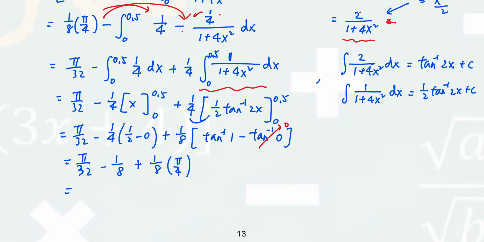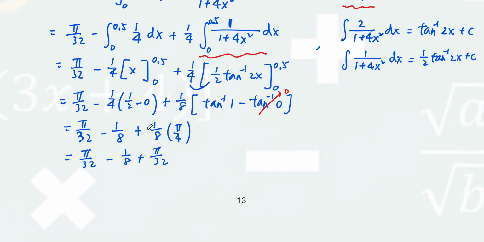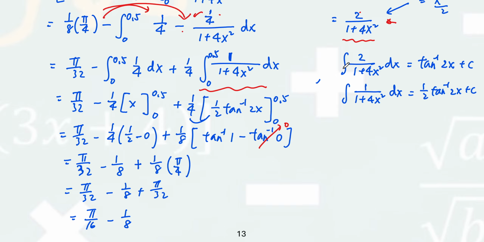So the first one is pi over 32. The last one is pi over 32. So when you add up both of these, the first and last term, it will be pi over 16, then minus 1 over 8. So this is your exact area of the integration.